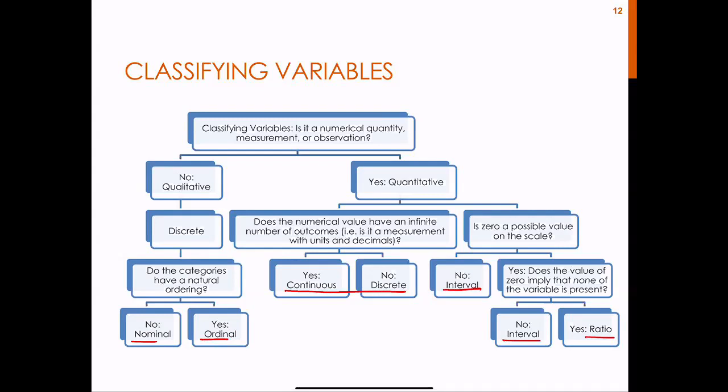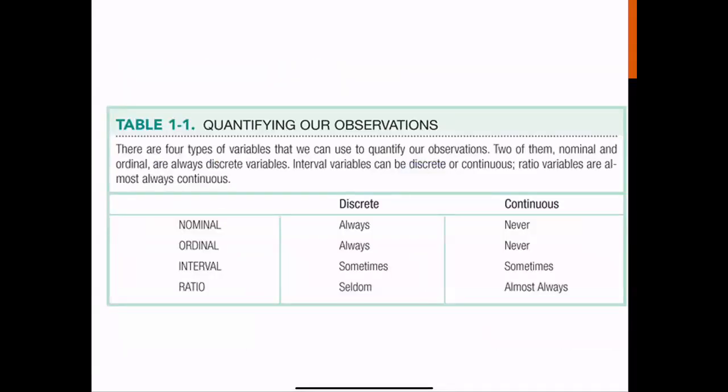And here is one more table. So these are the 4 scales of measures: nominal, ordinal, interval, and ratio. For the nominal and ordinal, those 2 are always discrete variables. And interval is sometimes discrete and sometimes continuous. Last, ratio is almost always a continuous variable.